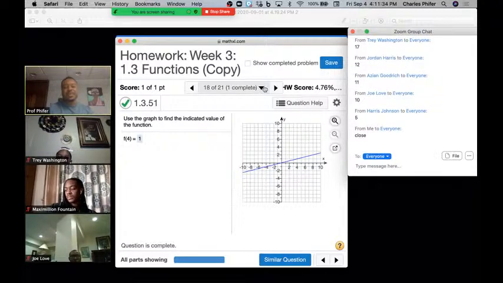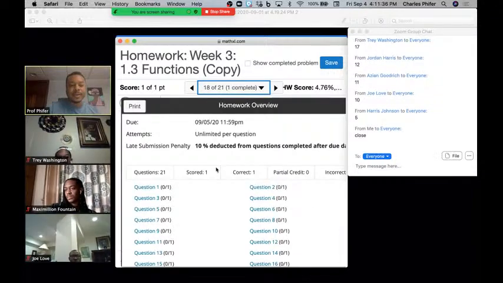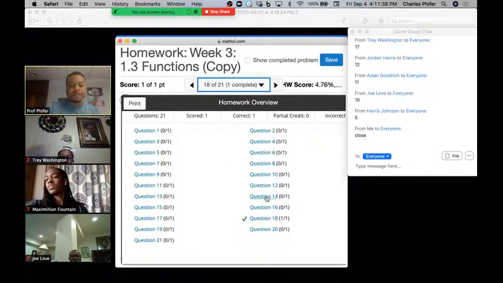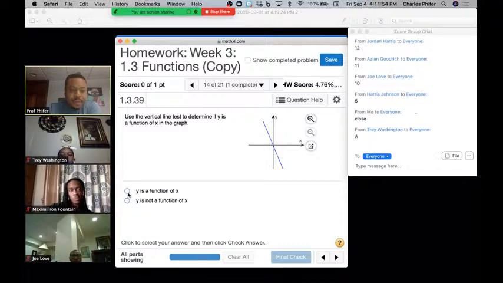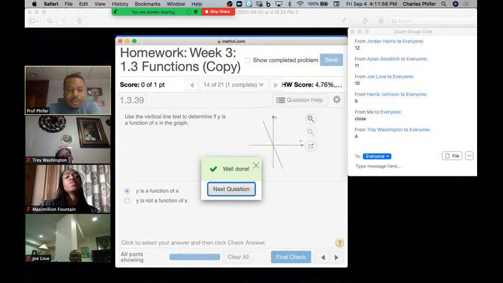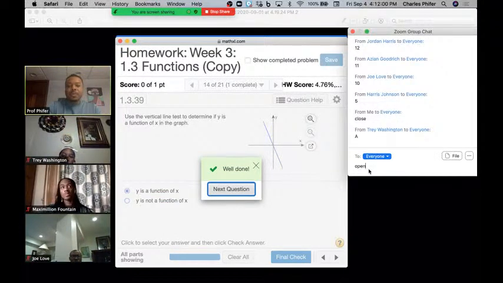Okay, let's look at question number 14. What's the time? Okay, I think we're looking good. Number 14. Use the vertical line test. Does this pass or fail the vertical line test? Yes, it passes, right? So is it A or B? It's A, right? It is a function. It passes, so it is a function. Awesome.